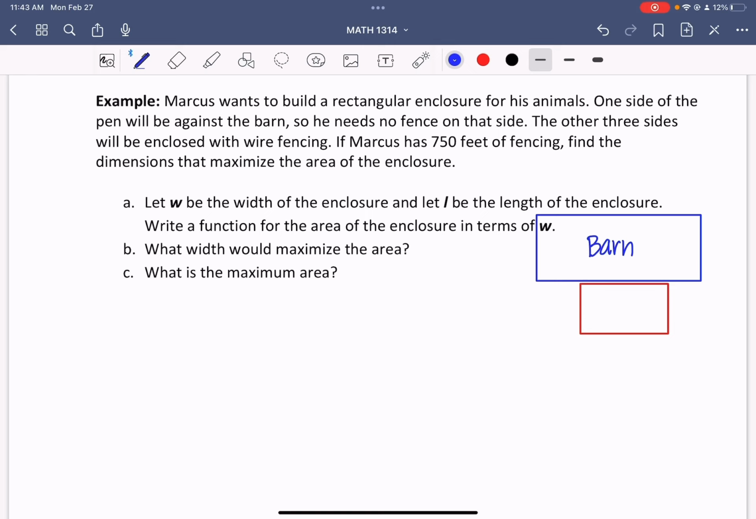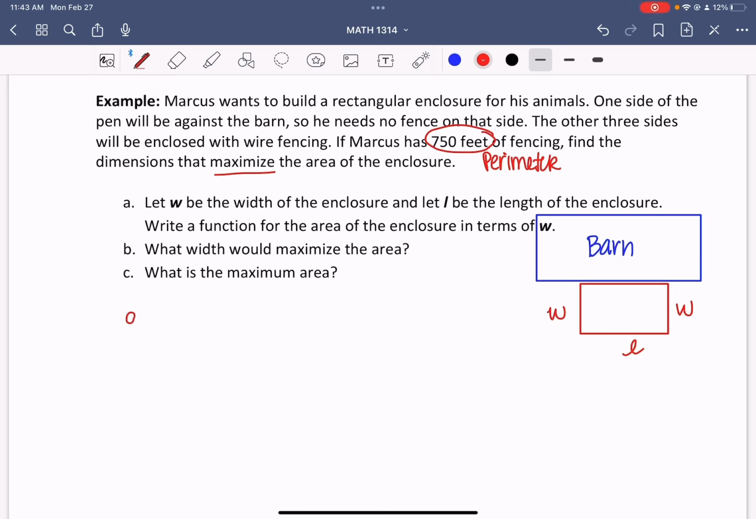If Marcus has 750 feet, so this is perimeter because he's putting a fence around it, find the dimensions that will maximize the area of the enclosure. So we're wanting to maximize this. Part A says let W be the width of the enclosure. Okay, so if W is the width of the enclosure and L be the length of the enclosure, write a function for the area of the enclosure.